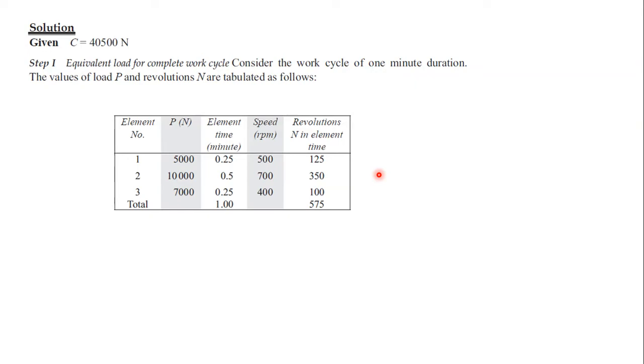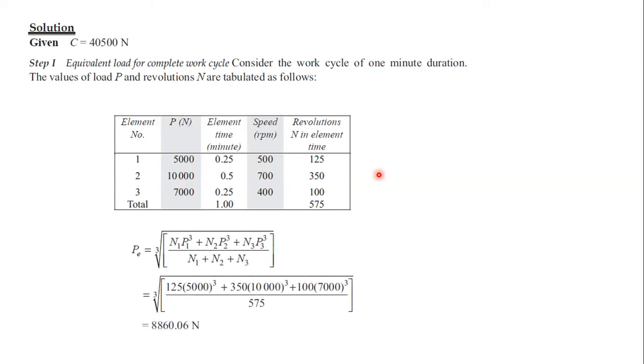So from this data now we will calculate the equivalent dynamic load using the equation derived in the theory: equivalent dynamic load is the cube root of summation of n p cube divided by summation of n. For each element we are given n and p, so we simply substitute these values. N1 is 125, p is 5000. Similarly substitute all the values, divide by the summation of n1, n2, n3, that is 575. So the equivalent dynamic load comes to 8860.06 Newton.